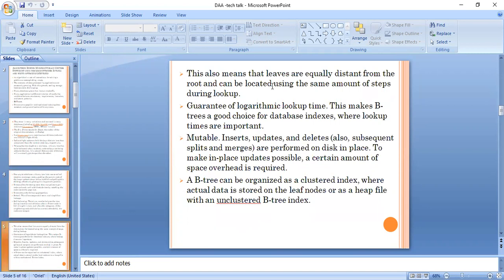This also means that leaves are equally distant from the root and can be located using the same number of steps during lookup. Guarantee of logarithmic lookup time. This makes B-trees a good choice for database indexes where lookup times are important. Mutable: inserts, updates, and deletes. Also, subsequent splits and merges are performed on disk in place. To make in-place updates possible, a certain amount of space overhead is required. A B-tree can be organized as a clustered index, where actual data is stored on the leaf nodes, or as a heap file with an unclustered B-tree index.